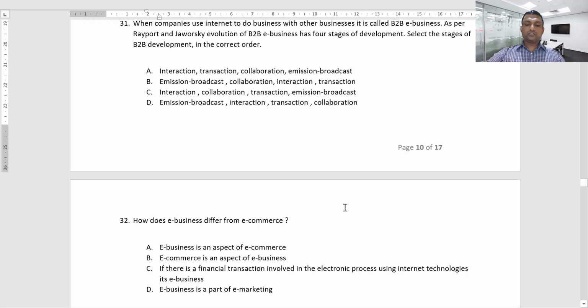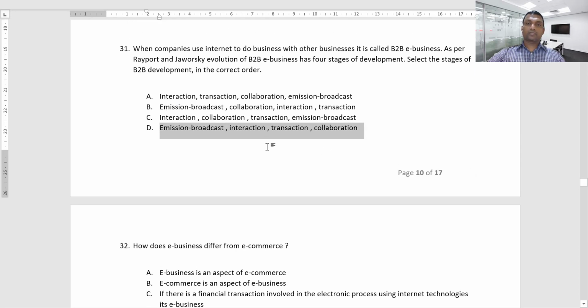So for question 31, we can see emission broadcast is the first stage, then interaction is enabled, then transaction ability is enabled, and then finally up to collaboration it is enabled. So question number 31, answer should be the last one, D.